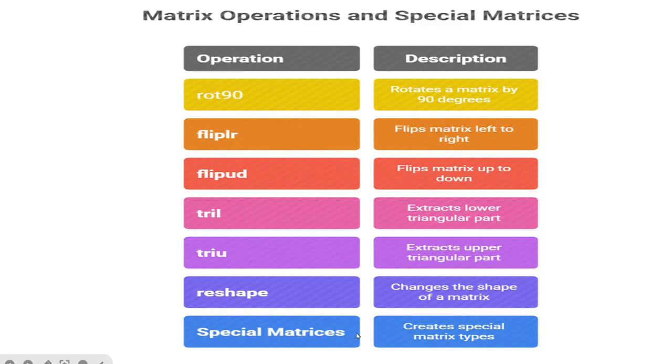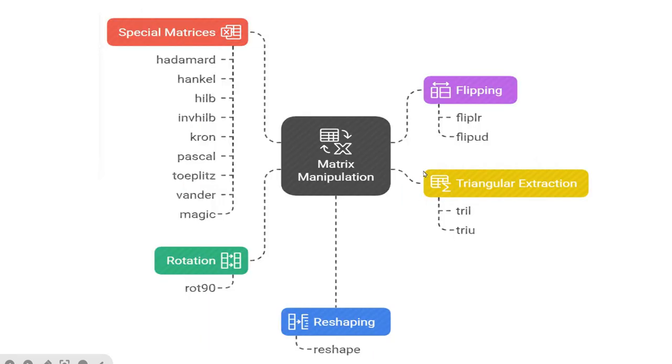Here the execution for this is not shown, it is just for information. Now here you can see for flipping you have two commands, flip LR and flip UD. For triangular extraction we have TRIL and TRIU. Then for reshaping I have one command, reshape. For rotation we have ROT 90 degrees, and here are some of the special matrices. You can have a glance at this, but there is no execution shown for these.